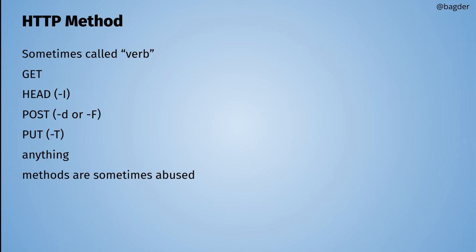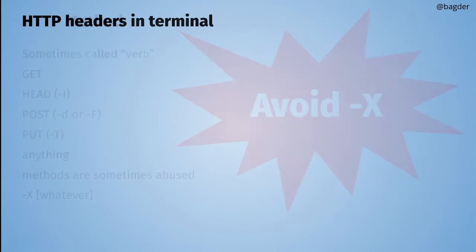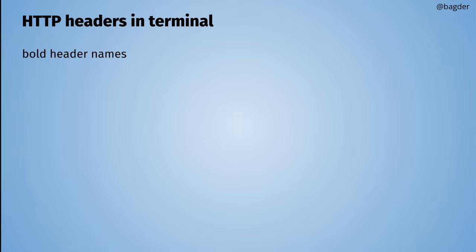They're also sometimes abused. Sometimes you can switch them around a little bit, and you can tell curl to use whatever. It's a little bit flexible, and HTTP, you can implement it in many different ways. You don't have to be very strict in following it. So sometimes you need to customize it a little bit, and then you use this dash X whatever, so you can set whatever. Typically, and you will hear me say that a lot, you don't want to use dash capital X, and you absolutely don't want to set it to GET, HEAD, POST, or PUT, because if you do that, you're typically wrong. So avoid it.